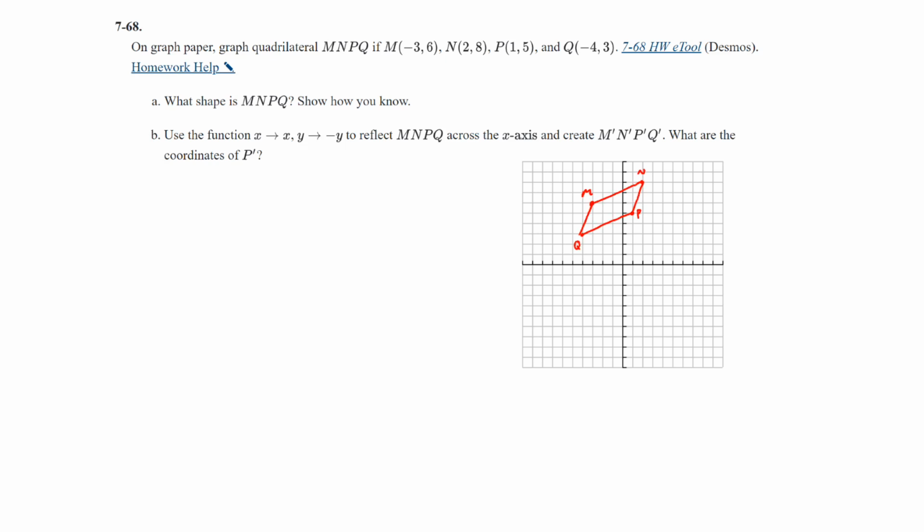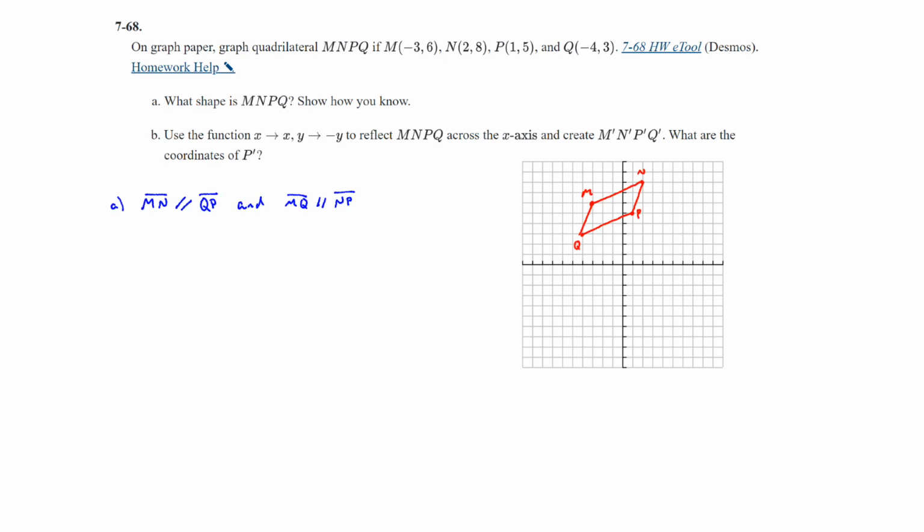The sides do look to be parallel, but to prove that it is a parallelogram, we need to show that line MN is going to be parallel to QP. And we also need to prove the other set, line segment MQ, would be parallel to NP. So that's what we need to show. To show that the lines are parallel, we need to show that their slopes are the same.